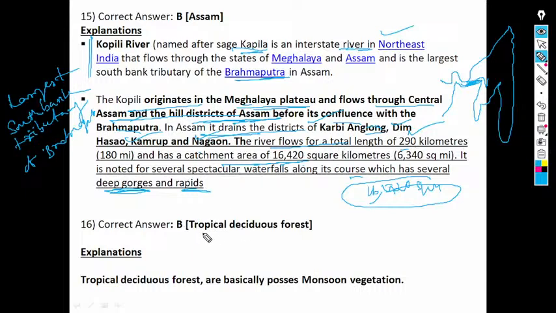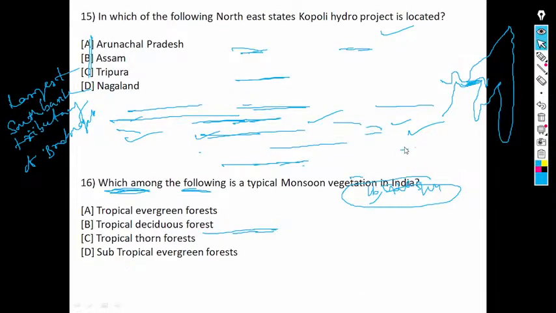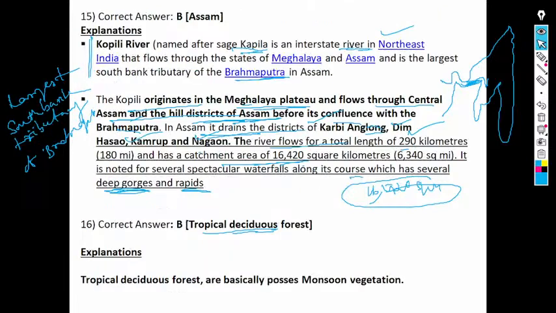Next, tropical deciduous forest is the answer, as per the question on the typical monsoon vegetation in India. Monsoon vegetation, typical, that is your deciduous forest basically. It is basically deciduous forest.